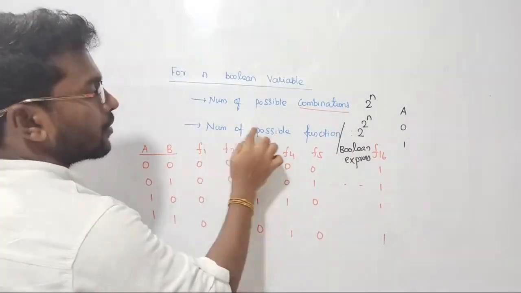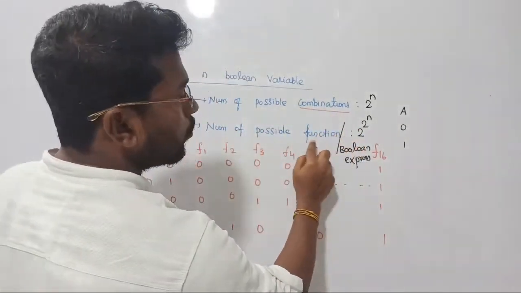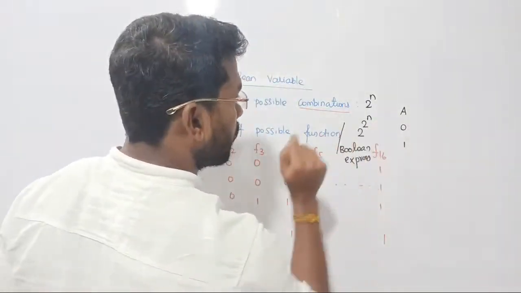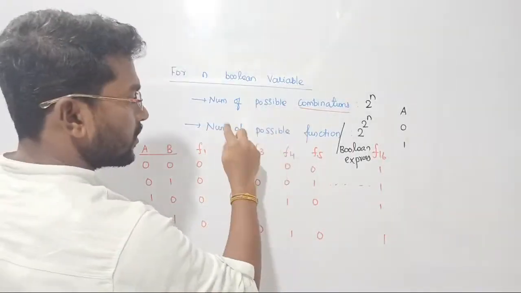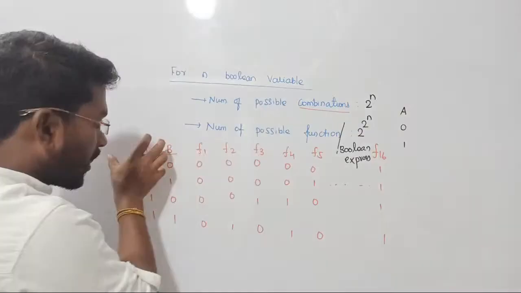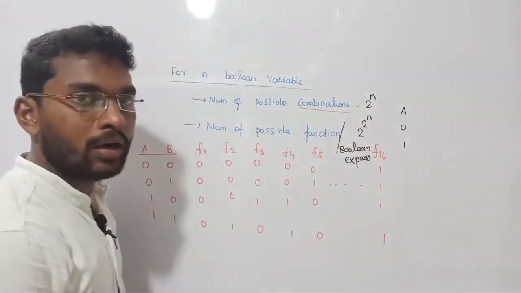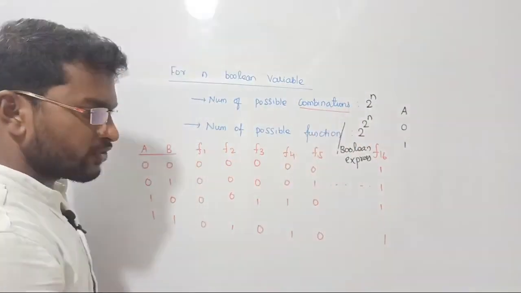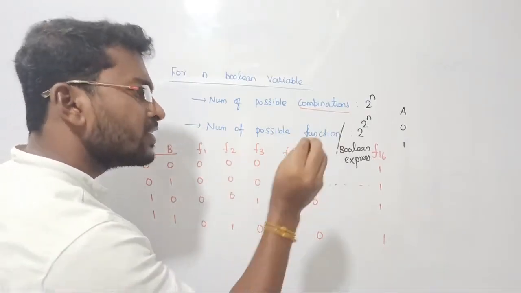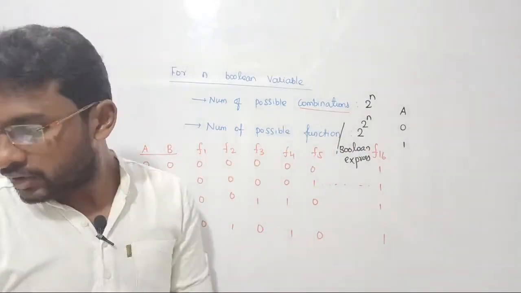So the maximum number of possible combinations for an n Boolean variable system is 2 power n, whereas the number of possible functions or Boolean expressions is 2 power 2 power n. Don't forget this one, because you will be tested with some worthless question. If you remember this, you can simply give the answer. Okay, fine. So let me rub this out.